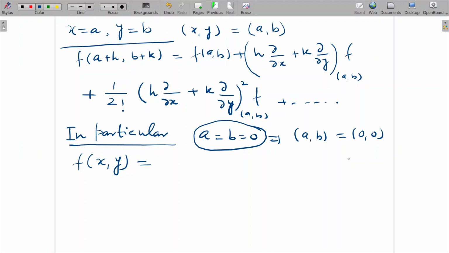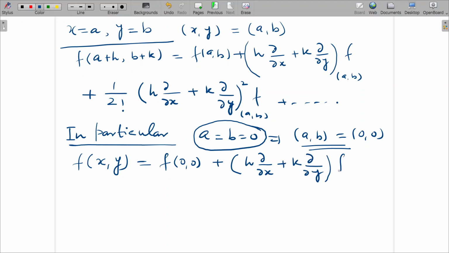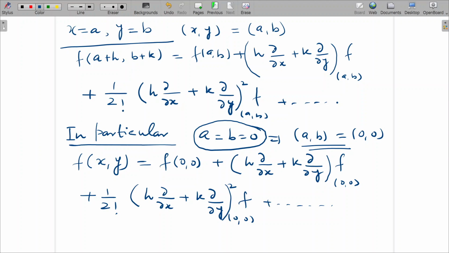So this will be the value of the function at the point (0, 0), plus we have to find h ∂/∂x plus k ∂/∂y, the first order derivatives of the function f at (0, 0), plus we have the second order derivatives, so that will be (h ∂/∂x plus k ∂/∂y) whole square of the function f at the point (0, 0), and so on, some higher power terms of higher order derivatives of the function f. And this expansion is known as the Maclaurin's expansion.